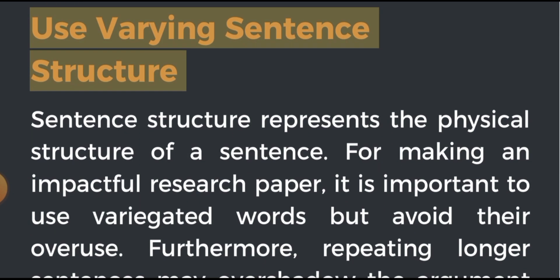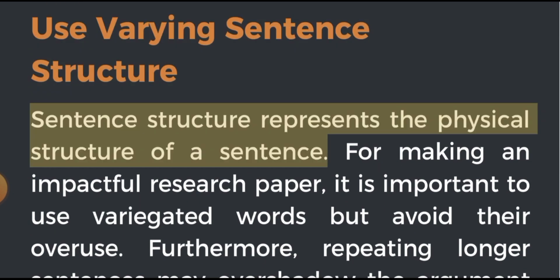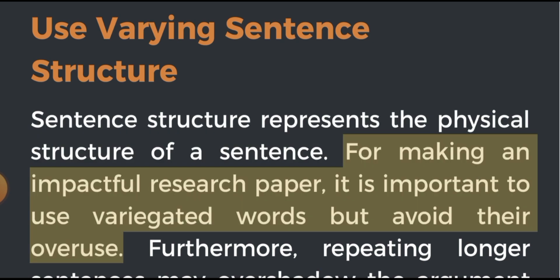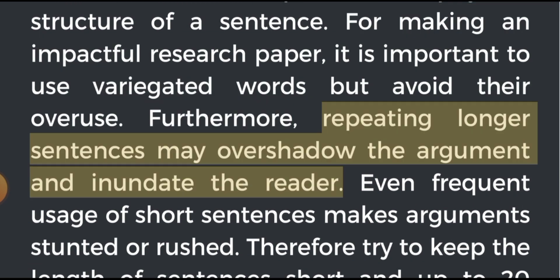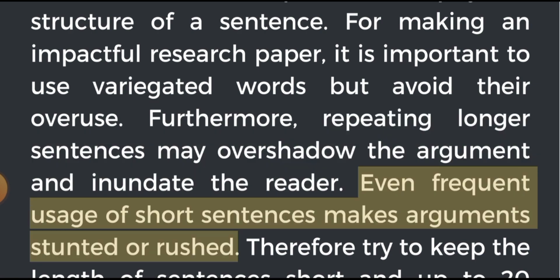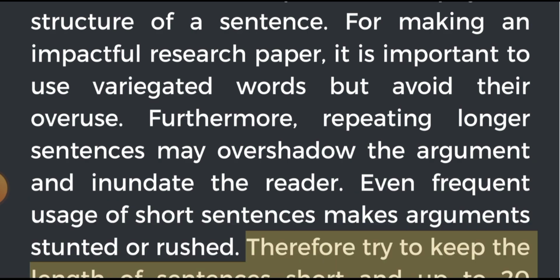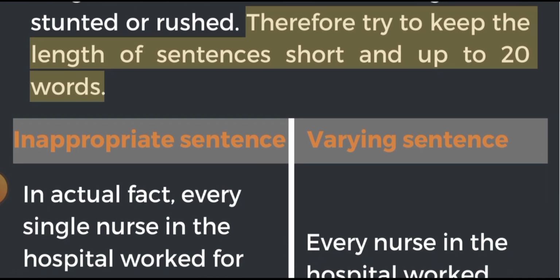Use varying sentence structure. Sentence structure represents the physical structure of a sentence. For making an impactful research paper, it is important to use variegated words but avoid their overuse. Furthermore, repeating longer sentences may overshadow the argument and inundate the reader. Even frequent usage of short sentences makes arguments stunted or rushed. Therefore, try to keep the length of sentences short and up to 20 words.